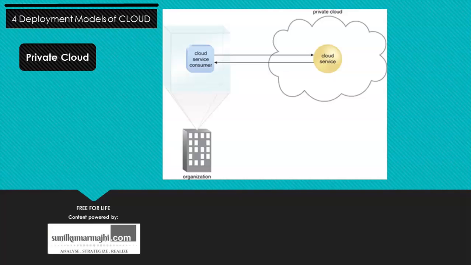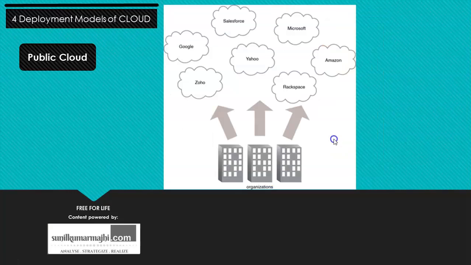So this is an example of a pictorial representation of your private cloud. So this is your cloud service consumer, and this is your private cloud. Here are your cloud services. Here is your organization. So your organization has some cloud service consumer which is accessing these cloud services which are hosted in a private cloud. Now this is a public cloud. So this is your organization, and these are the cloud providers like Google, Zoho, Yahoo, Salesforce, Microsoft, Amazon, Rackspace. These are your cloud providers, and your organization is using this public cloud.